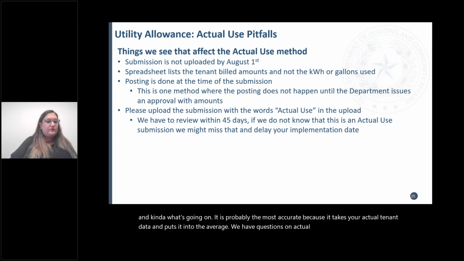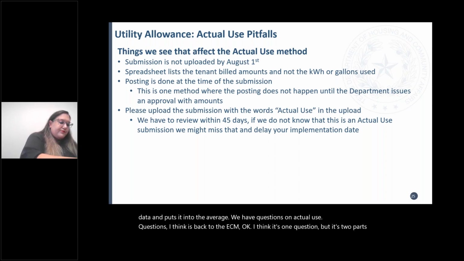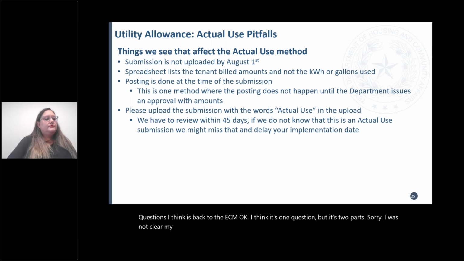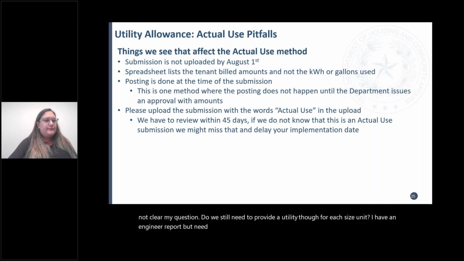We have questions. I think it's back to the ECM though. I think it's one question, but in 2 parts. Sorry, I was not clear on my question. Do we still need to provide a utility bill for each size unit? I have an engineer report, but need clarification if I need to also submit resident utility bills with the report, or is the report enough?